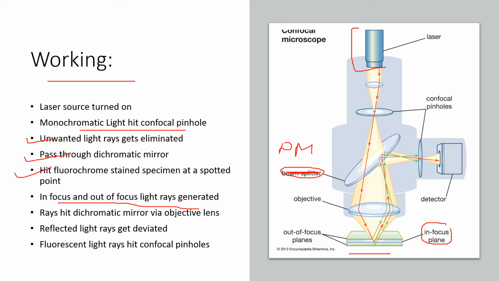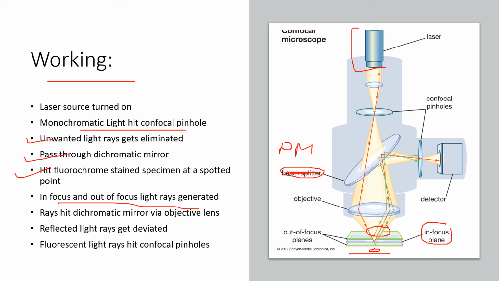So in focus and out of focus light rays are generated. Now why are these out of focus planes generated? This is because even if we are pointing at a cell, or at a structure, there must be neighboring areas to it, and light is not only hitting the spot point but all the neighboring areas to it. So we are ensuring that only the light rays coming from that point reach our objective and finally reach our detector. So in focus and out of focus light rays are generated.